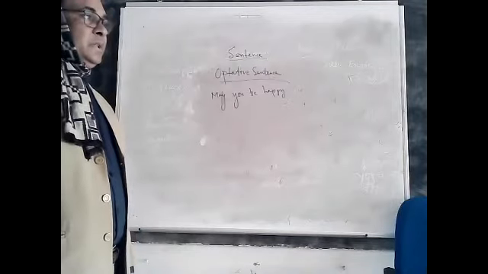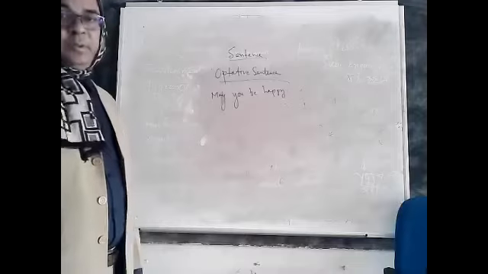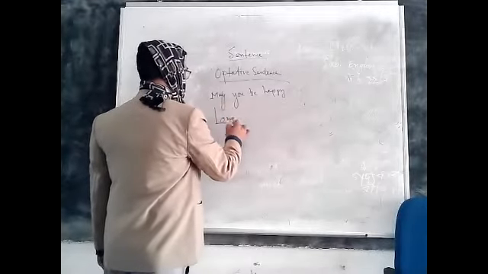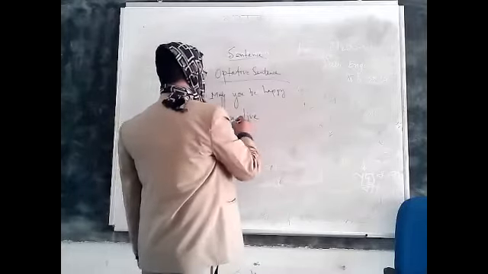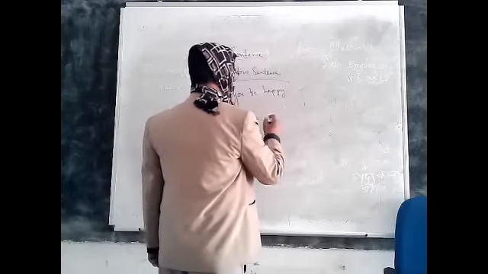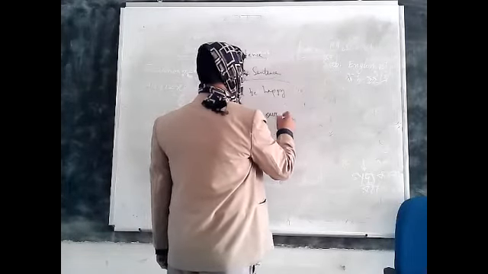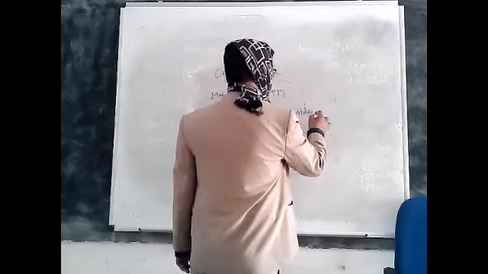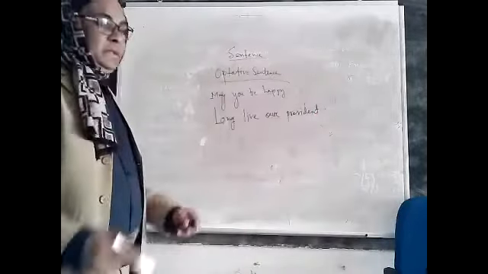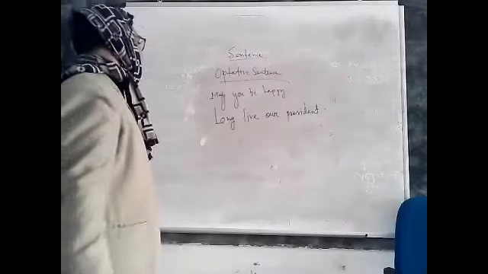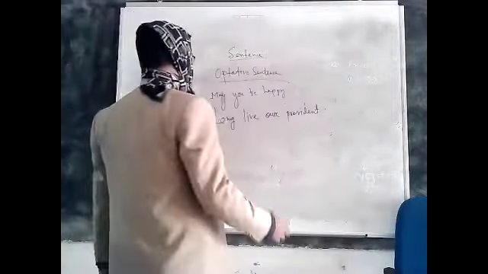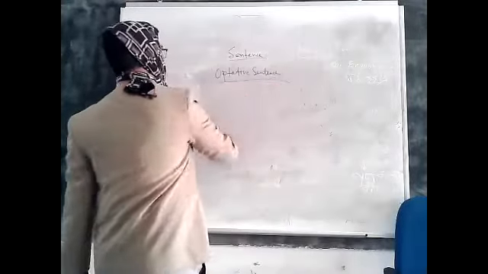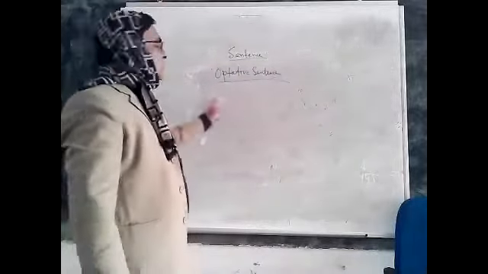May you be happy. Someone wishes that you may be happy. Isn't it? May you be happy. Long live our president. Another sentence. Can you say some more examples? May you be happy. Long live our president. Yes, sir. These are examples of optative sentences.